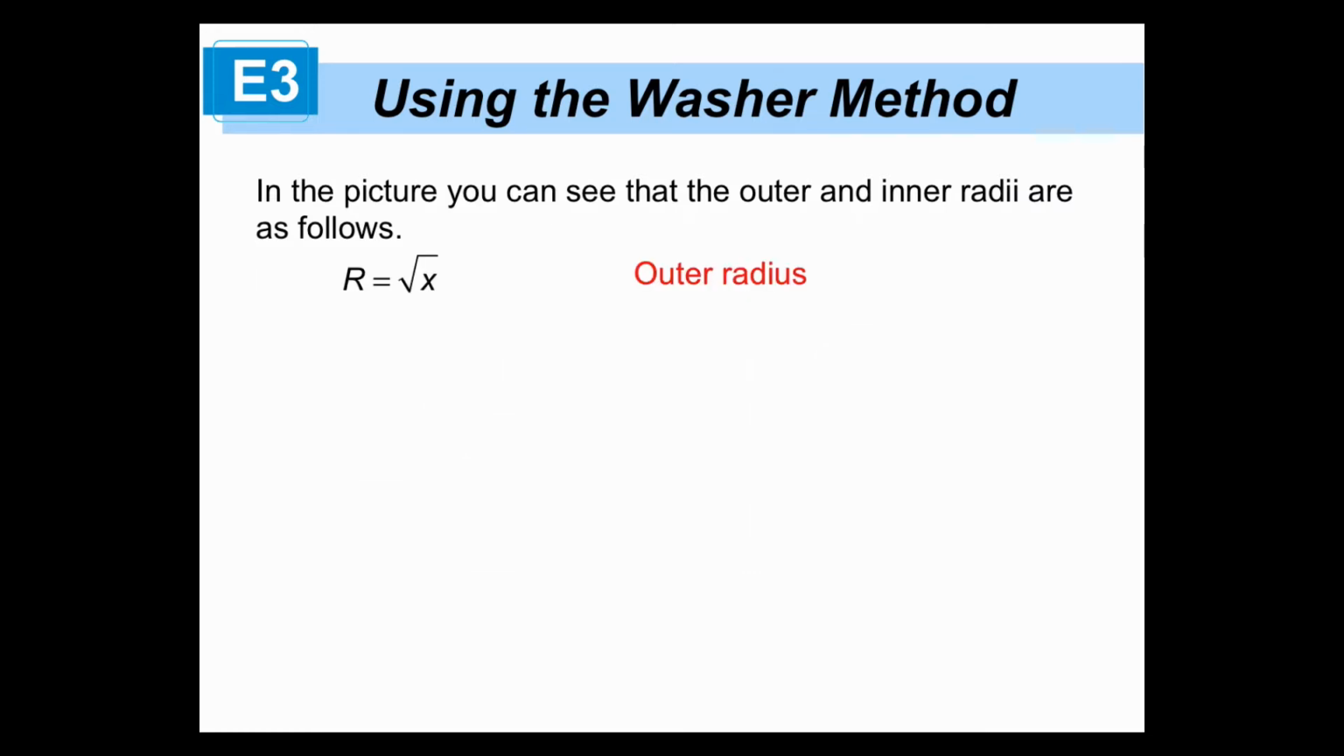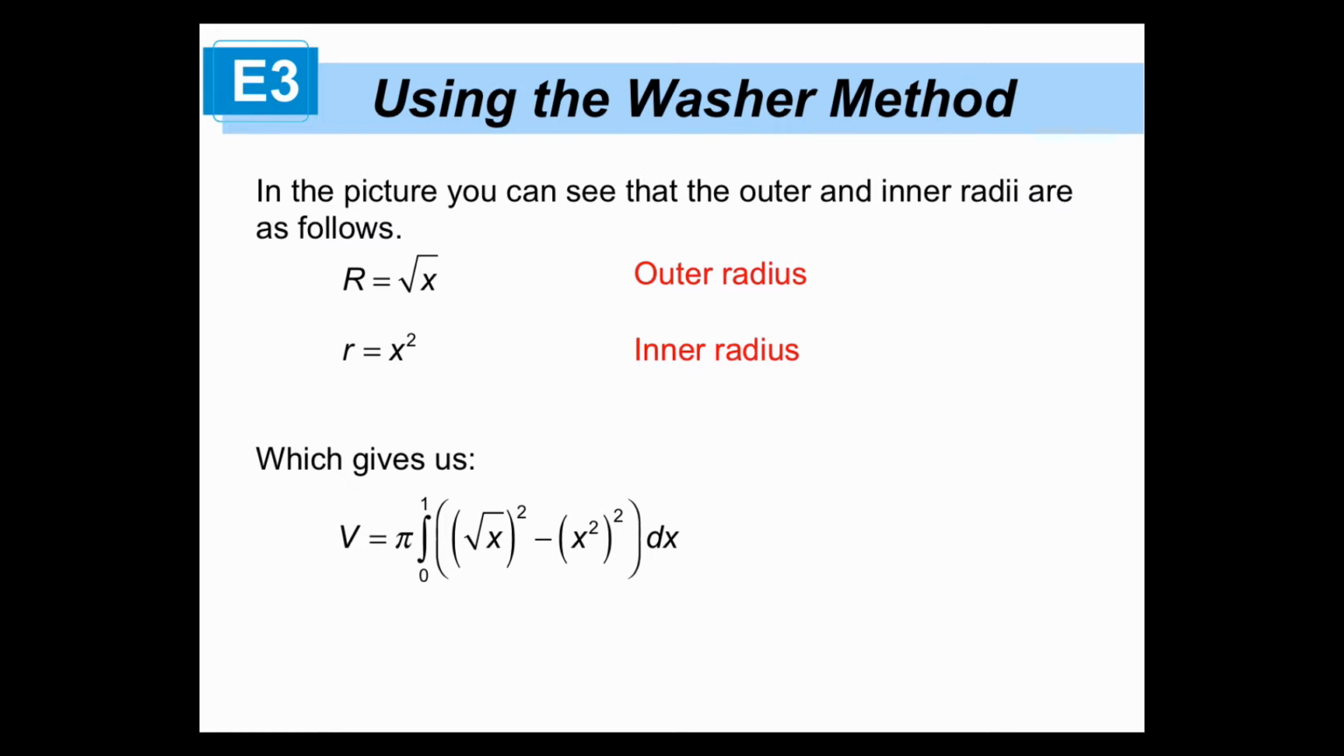Outer radius would be that farthest distance. So what's the farthest distance? In this case, it's the top from the rectangle. The inner radius is the closest point, which in this case is the squared function. And when you put that all together, we get capital R squared. Just for giggles, what's the square root of x squared? X. Good. And what's x squared squared? X to the fourth. Good. And we get that.